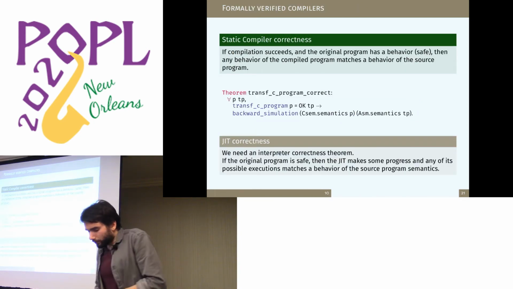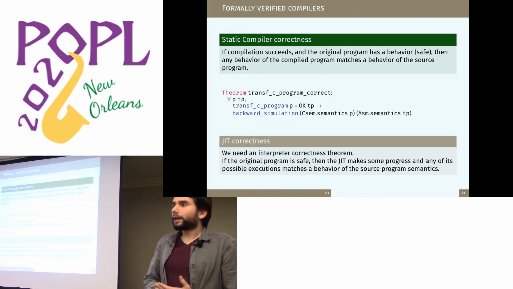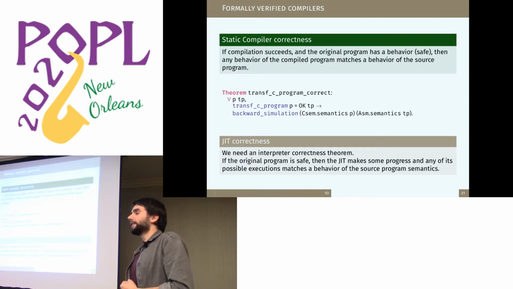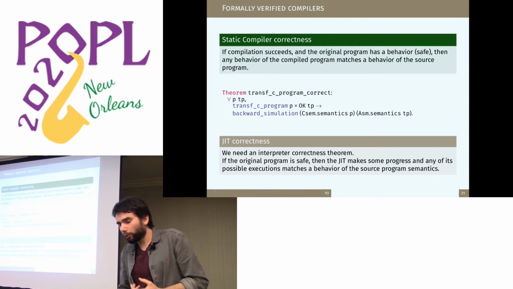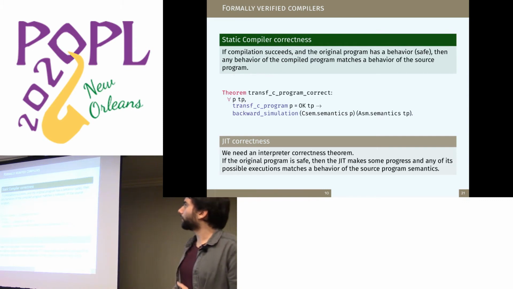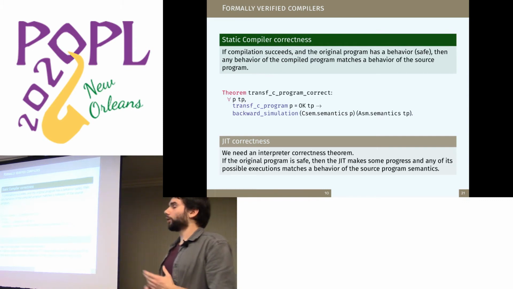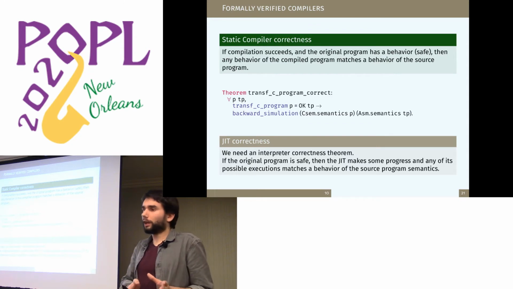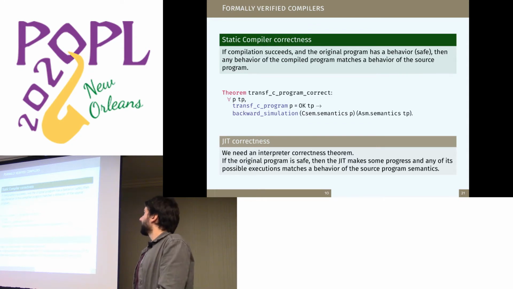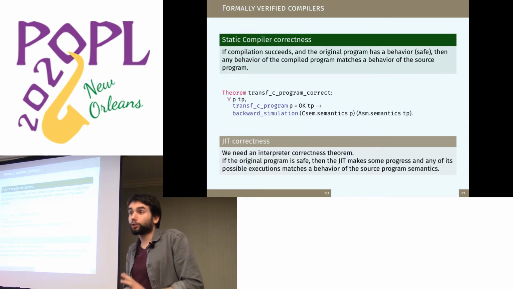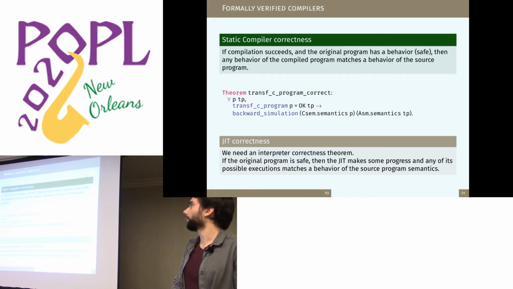So let's go back to how we can formally prove a JIT compiler correct. In the static case, as you may know, in CompCert for instance, the kind of theorem that we want says that if compilation succeeds and the original program had a behavior, was safe in that case, then any behavior of the compiled program actually matches a behavior of the source program. This is the kind of theorem that you can find in CompCert.